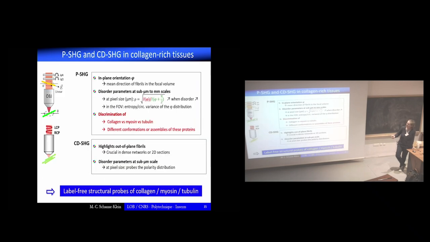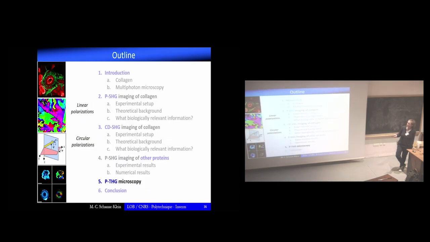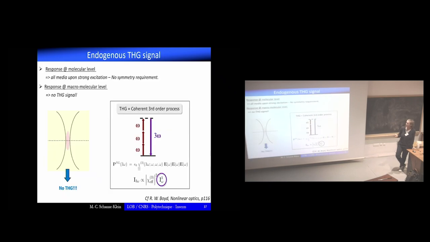Okay. So it means that we have a third advantage of polarization to discriminate these different proteins. Okay. So just to continue a little bit with polarization, I will present rapidly polarization resolved third harmonic microscopy. So first, I present third harmonic microscopy.